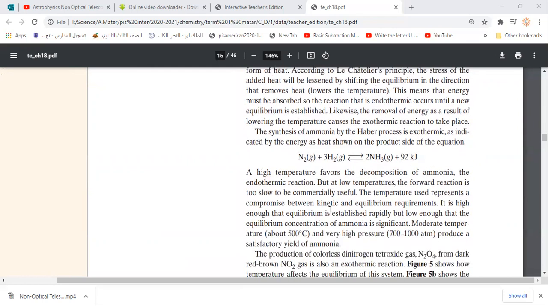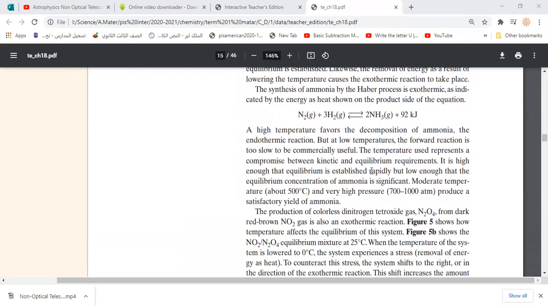Of course, the opposite will happen by cooling down, or decreasing the temperature. If we decrease the temperature, you cancel this part, so the reaction will try to re-establish the equilibrium. It will work in that direction just to produce heat, or to compensate for the heat which has been removed. In that case, the nitrogen will react more with hydrogen to produce more ammonia. So that is the idea of this part.